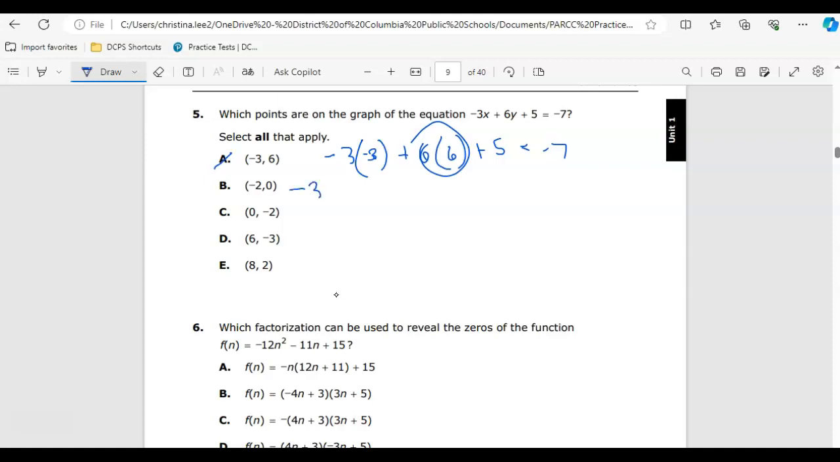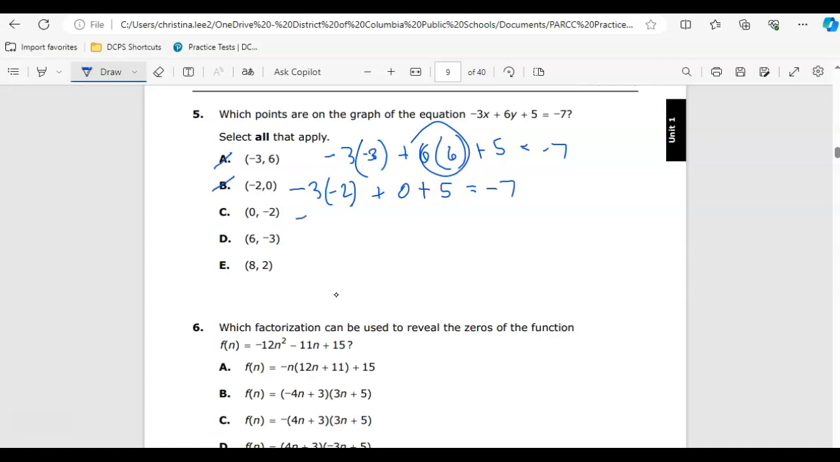Negative 2, so negative 3 times negative 2 plus 6 times 0 is just going to be 0, plus 5 equals negative 7. We are going to get here negative 3 times negative 2 is going to give us positive 6, plus 5 is not negative 7. That does not work. All right, let's try 0 and negative 2.